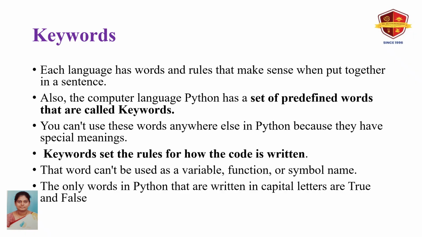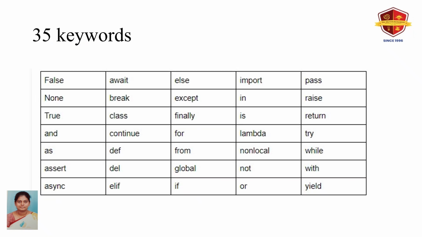Those keywords cannot be used as variable names, function names, or symbol names. The only words in Python that are written in capital are True and False. There are different keywords. Each keyword has a special meaning and a special function. These keywords cannot be used as variable names, like False, None, True, await, break, class, if, else, while. Mostly there are 35 keywords used in Python.